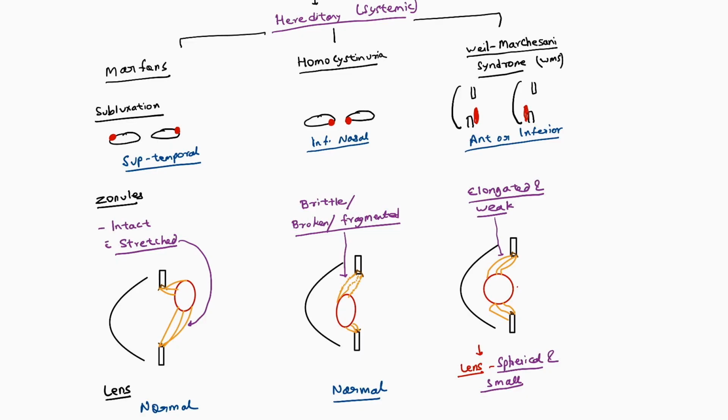Second condition is homocystinuria. Here the lens subluxates inferonasally, that is down and in. Here zonules are brittle and fragmented. The lens can appear normal in this condition. Third is WMS, Weil-Marchesani syndrome. Here the lens subluxates inferiorly. Here zonules are elongated and weak. So the lens shape is small and spherical, also known as microspherophakia.